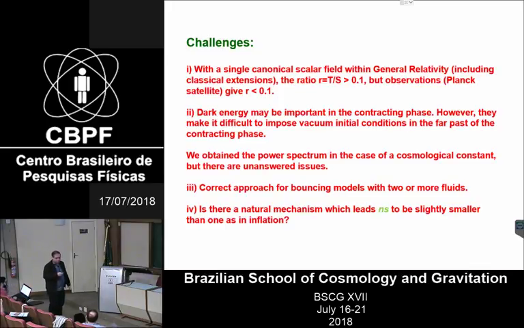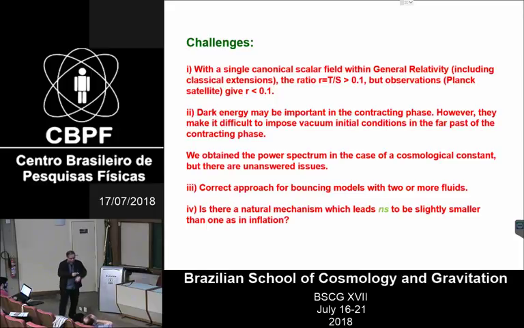Okay, but there are some challenges. First, in many models with a single canonical scalar field within general relativity, including classical extensions, this ratio between the tensor modes and scalar modes is bigger than 0.1, but observations give it less than 0.1. So this is something that you want to address. There are some other models not based on a canonical scalar field, like a k-essence fluid, where this ratio is smaller than 0.1. But for a canonical scalar field, it is usually bigger than 0.1 in general relativity and classical extensions. I think Robert mentioned that.